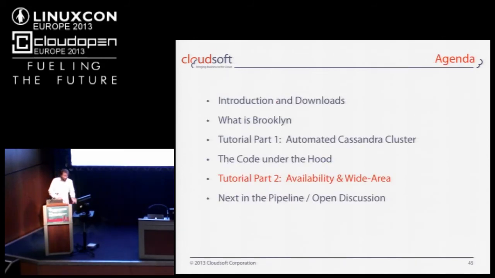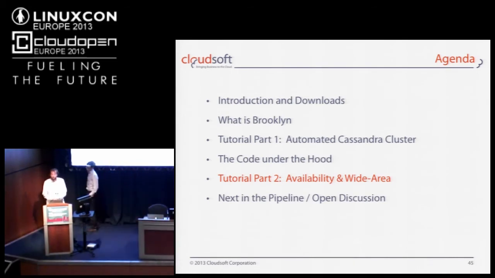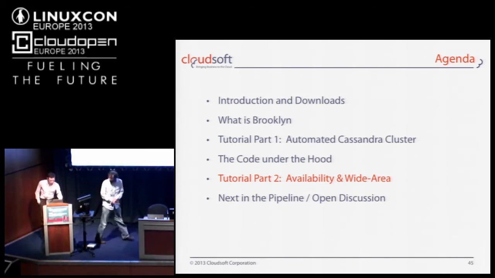So that concludes the second part of the theory behind Brooklyn, and now I'll pass back to Alid to show some of the same ideas and how they've been applied to automating Cassandra. Thanks, Alex.